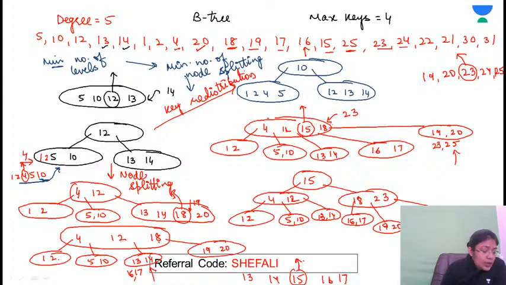Ma'am, that's not 12, it's 1, 2. Yeah, it's 1, 2. Somewhere I am not marking the commas. Alright?